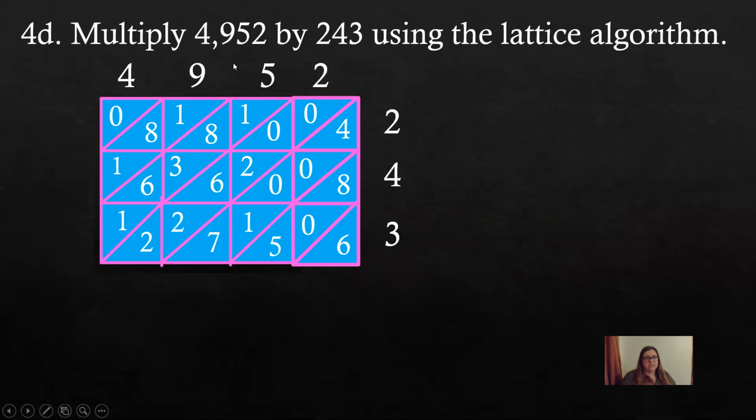So multiply 4,952 by 243. You can multiply 4 digits by 3 digits or 5 digits by 3 digits just as well.